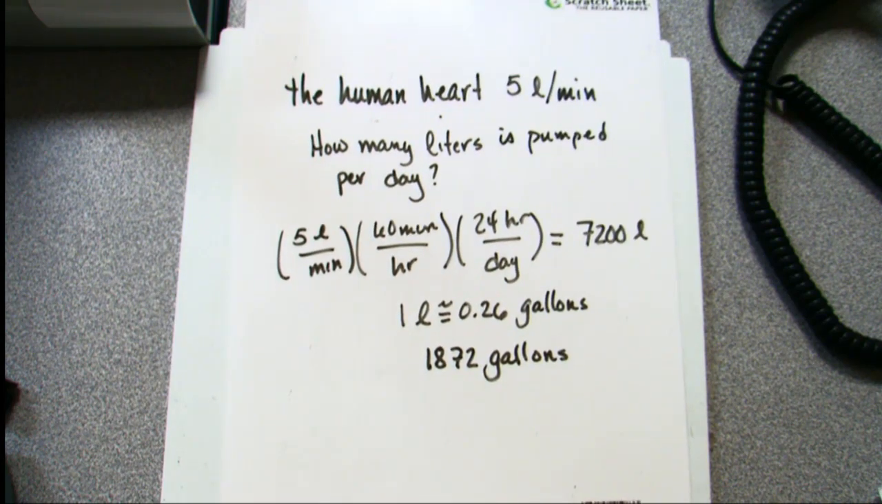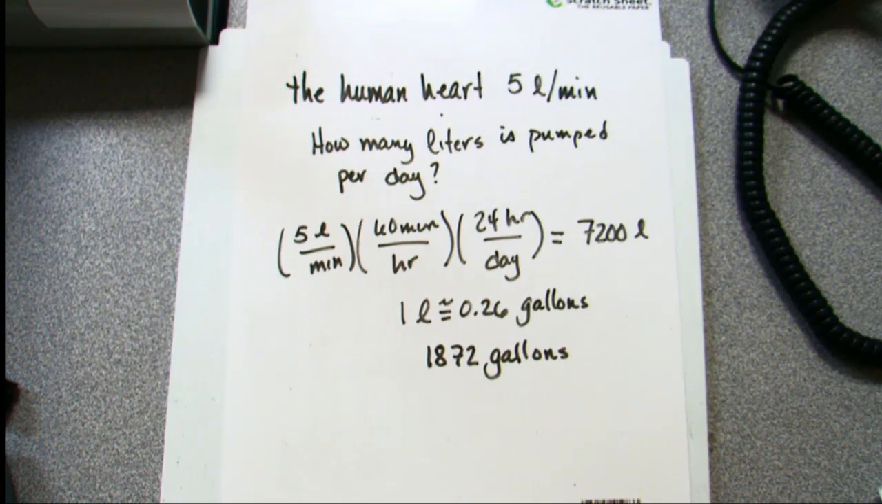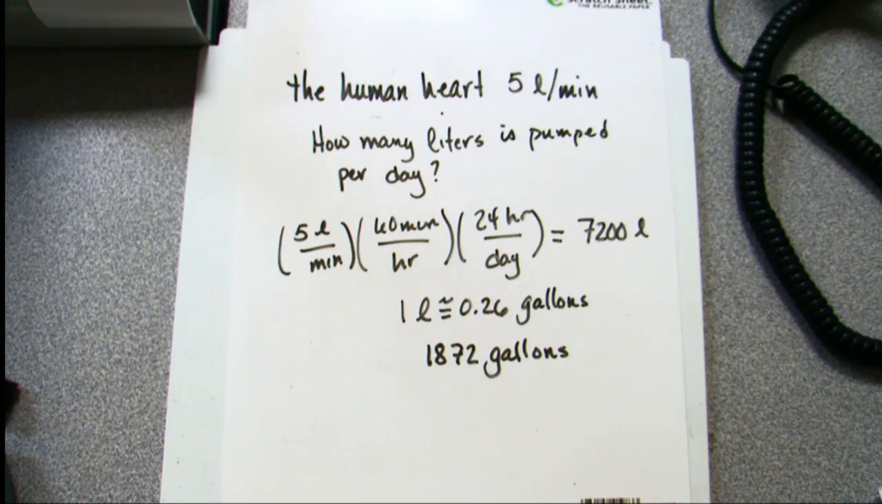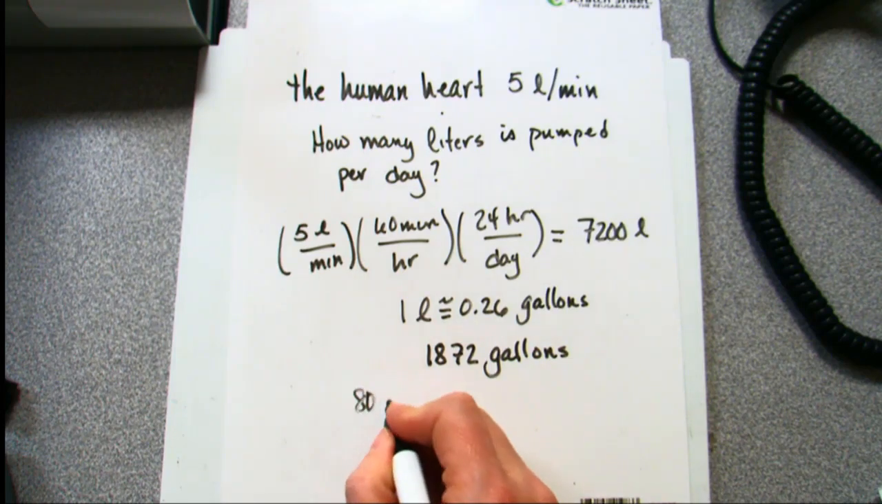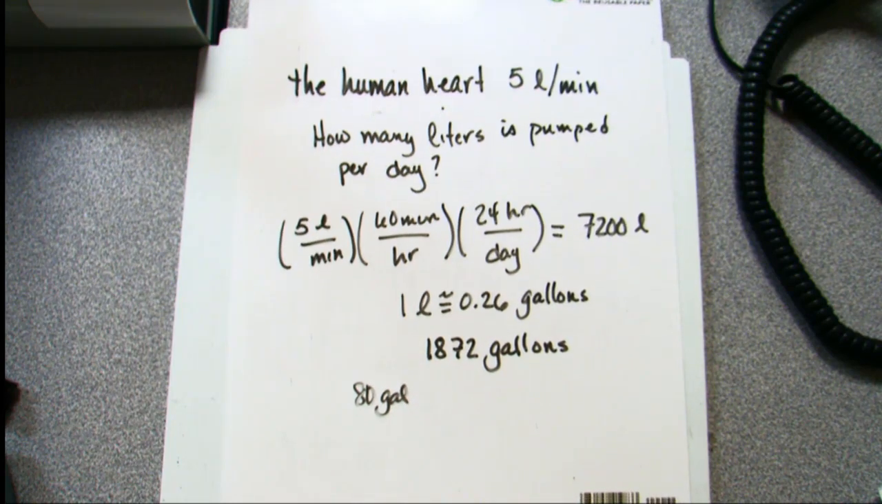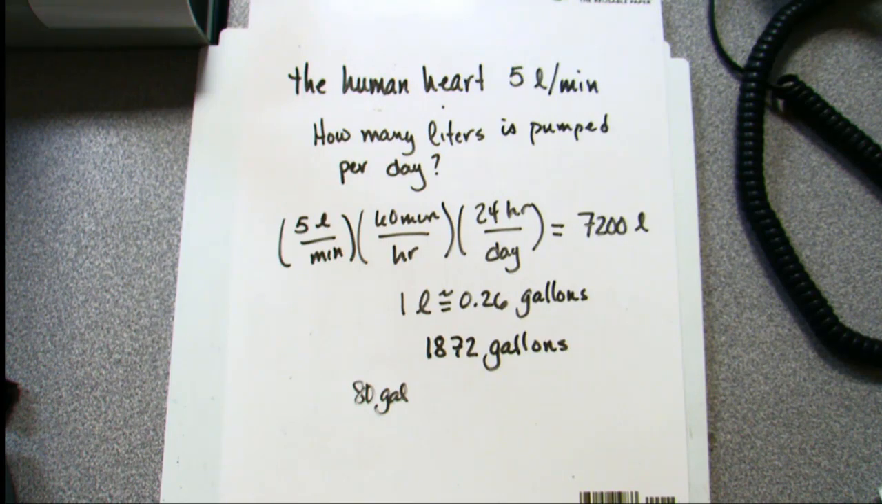Well, now I'm going to give you another reasonable thing, a standard American bathtub. A standard American bathtub is approximately 80 gallons. So think about that for a second. Your heart is going to pump about 23.5 bathtubs. You can calculate how fast somebody would leak that. Doesn't take long.